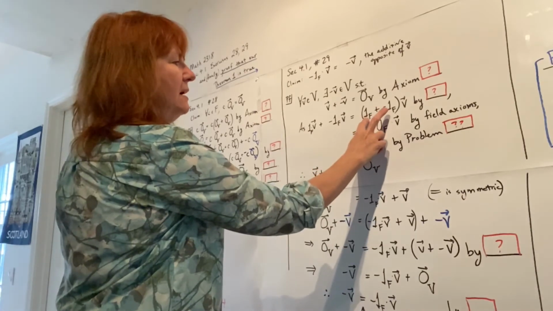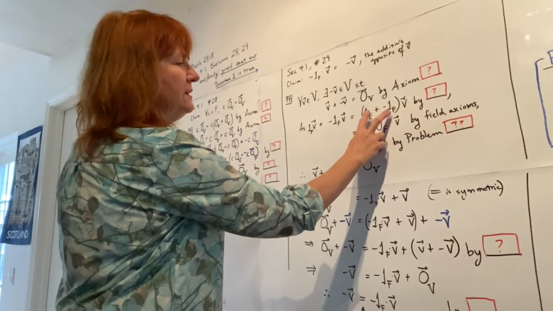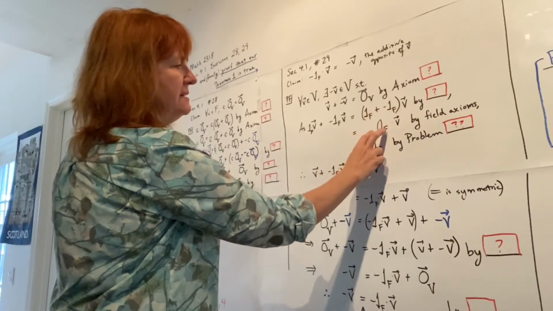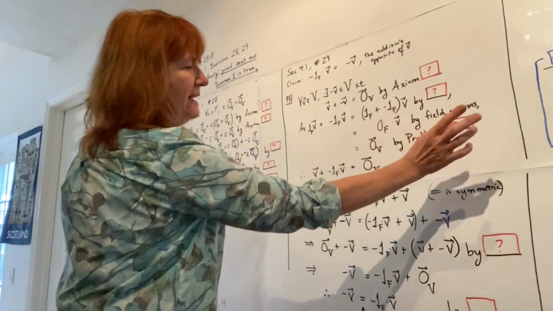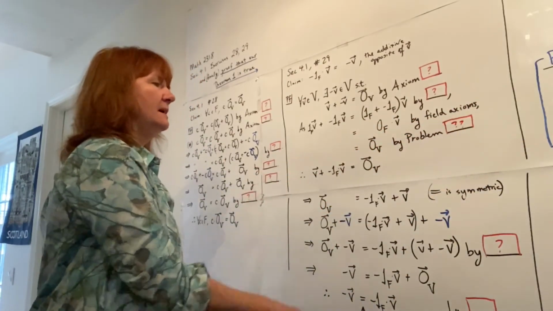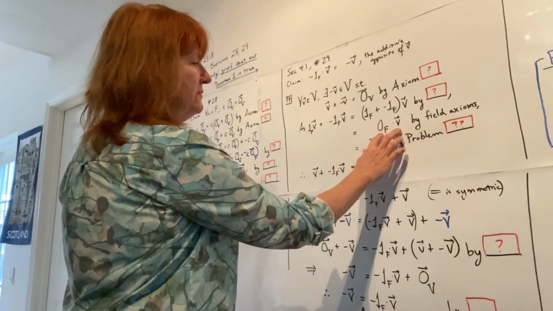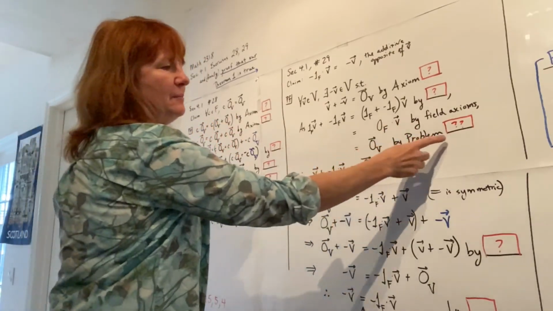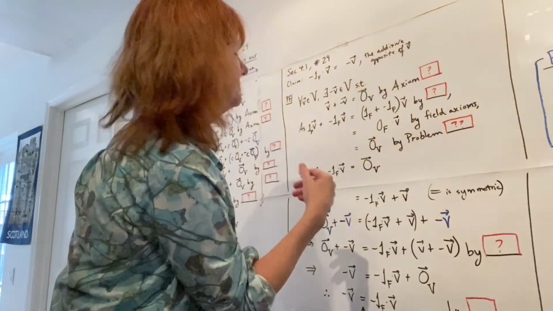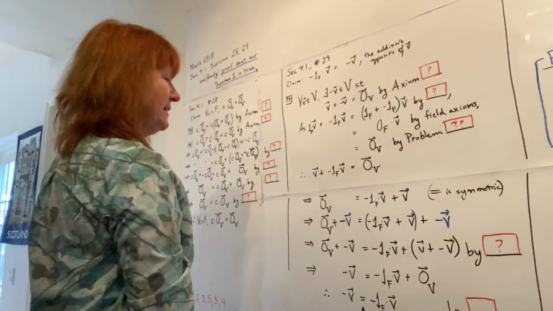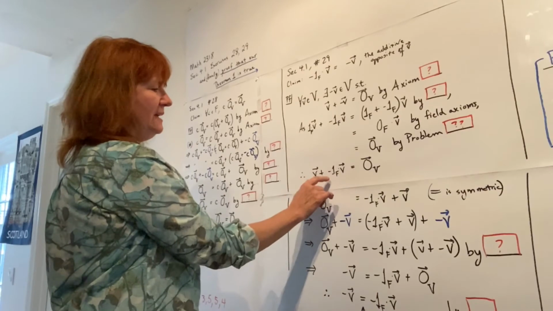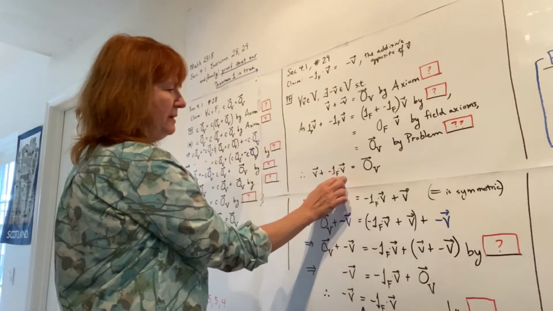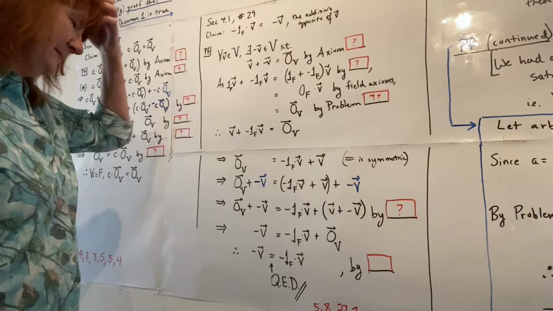Of course, 1 in the field plus its additive opposite is equal to 0 in the field. That's a field axiom. And 0 in the field times v, what we know from, oh yeah, by problem, I'm sorry, which one? That's equal to 0 vector. So we have that v plus -1 in the field multiplied by v is equal to the 0 vector.